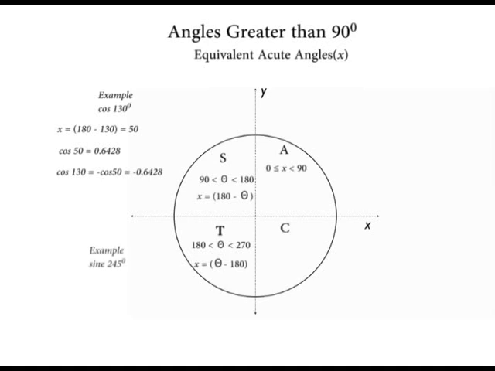For example, sine 245 degrees. The equivalent acute angle is equal to 245 minus 180, and that gives us 65 degrees. You find sine 65, and that is 0.9063. But in this quadrant, sines are negative, and so sine 245 degrees is equal to negative sine 65, and that is equal to negative 0.9063.